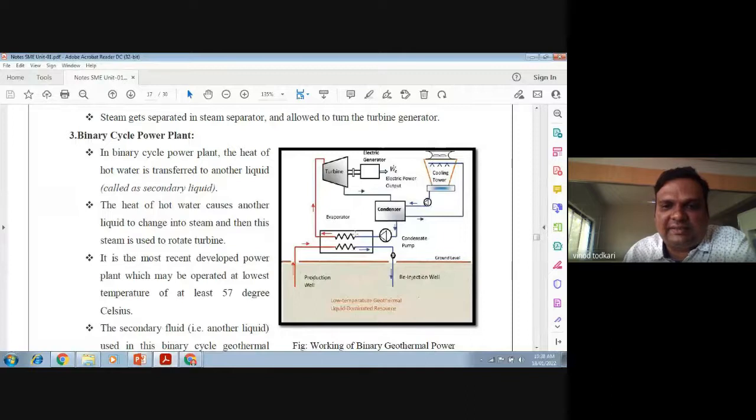Okay. Now see, this is a heat exchanger. Right? This is a heat exchanger.